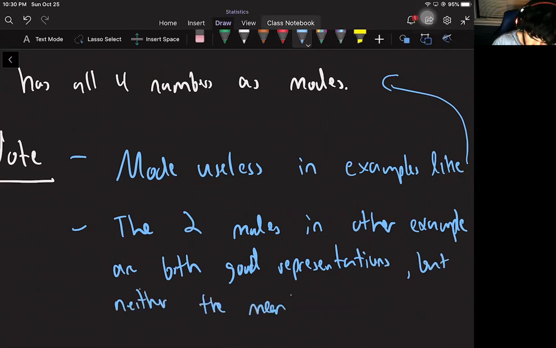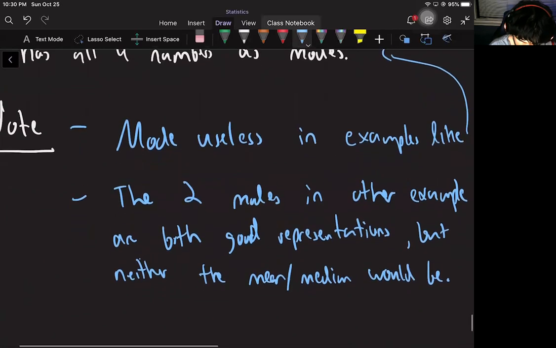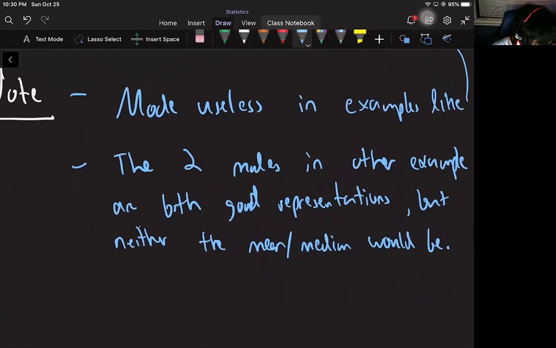But neither the mean or the median would be. In this class, we're mostly going to study the mean and a little bit of the median. So not much of the mode beyond this stuff, really.